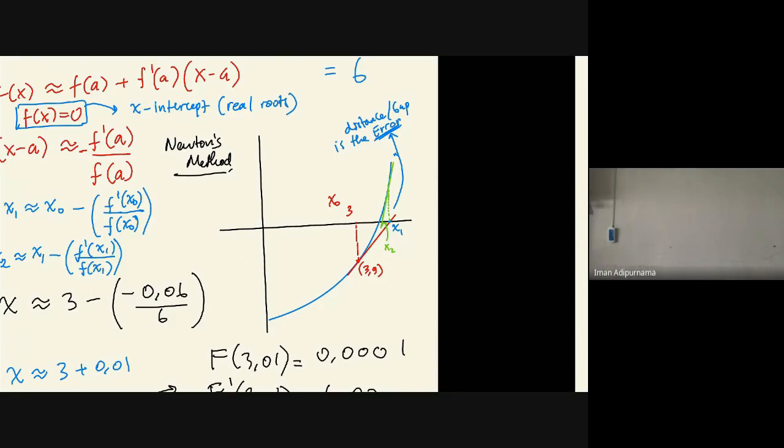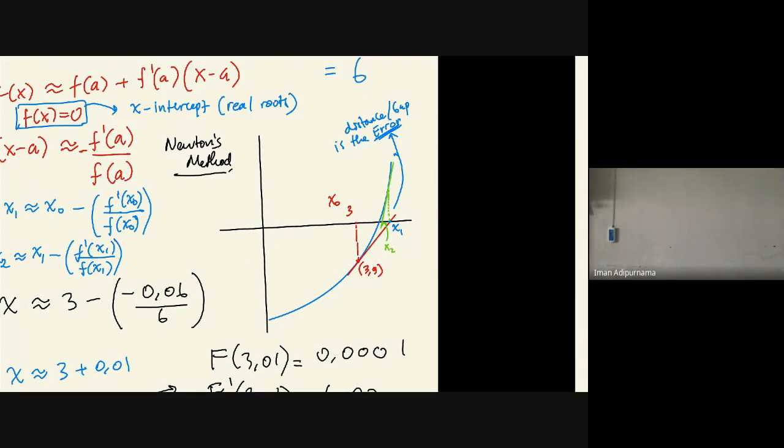But this Newton's method, it's really powerful, but it can fail. It can fail. For example, if you have a curve like this, you can have x0 and you get x1, and from x1 you go back to x0, and it cycles. Okay, the Newton's method failed.